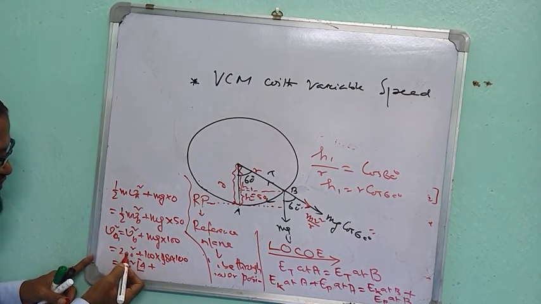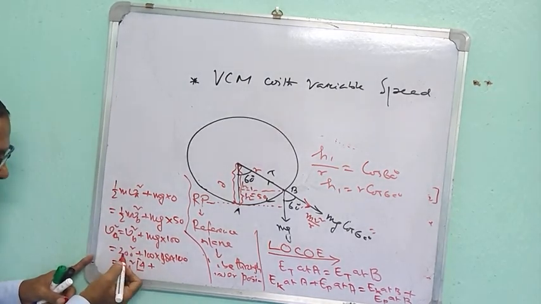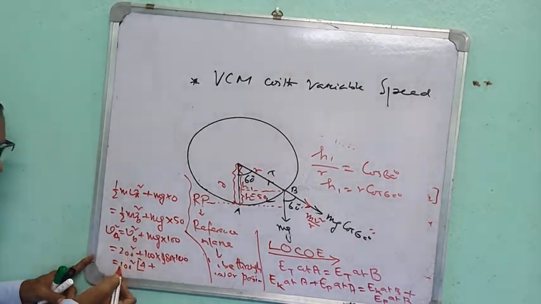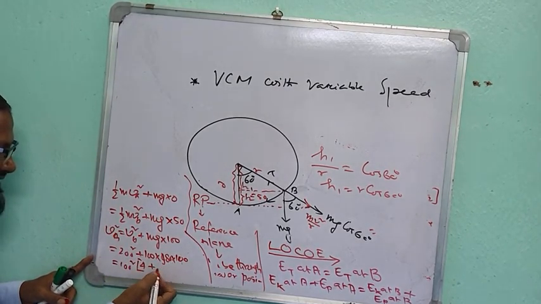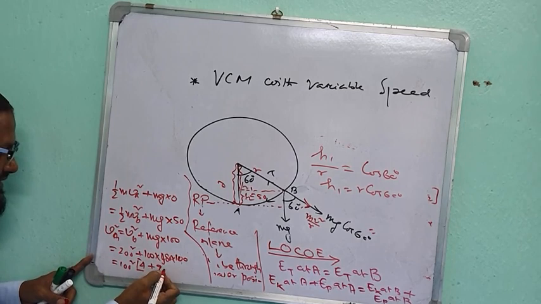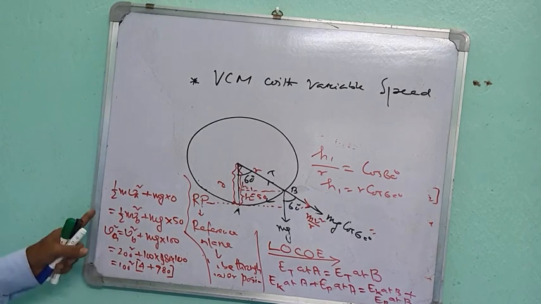This is 200 square. 200 into 200. 2 into 4. 100 square means 40. This portion is 40. I have taken common. Now, what is this? In this case, this is 980.